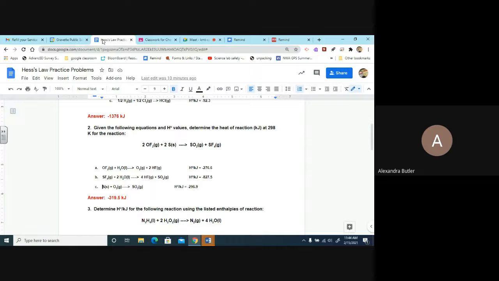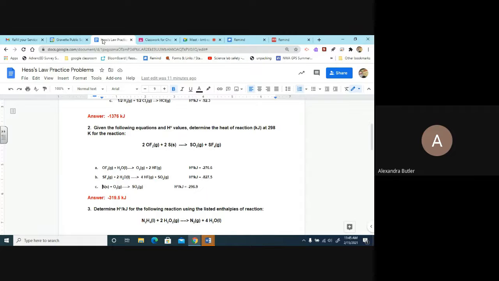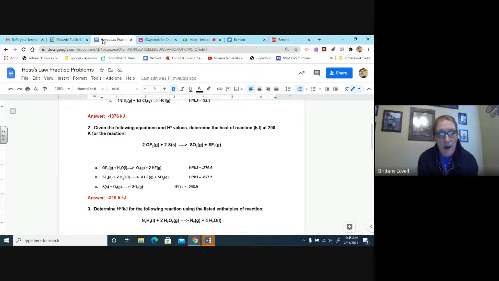Mm-hmm. Which means we're going to have to multiply the entire equation. We're going to have to double everything. So we're going to put a 2 in front of that S, a 2 in front of the O2, and a 2 in front of the SO2, and we're going to have to multiply the enthalpy by 2. Okay. Does it matter that it changes the SO2 to 2 of them? No, that's okay, because we'll see in a minute, that little problem will take care of itself.